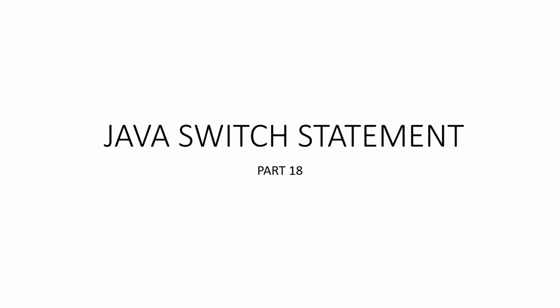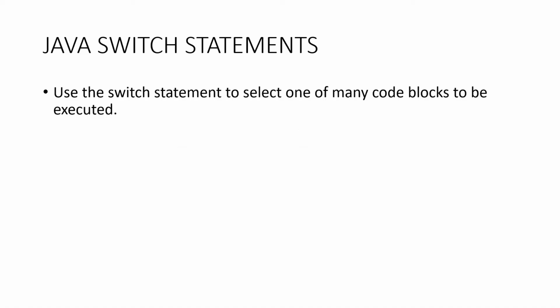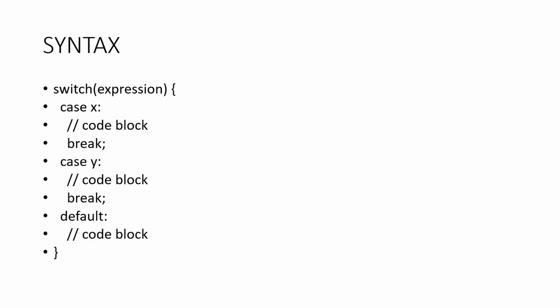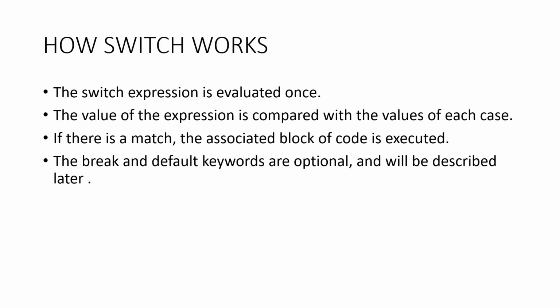Java switch statement. Use the switch statement to select one of many code blocks to be executed. The syntax is like this: you give the switch expression, then case, then the code block, then break, then the next case, case y, code block, break, then default. This is the way you have to write the syntax.